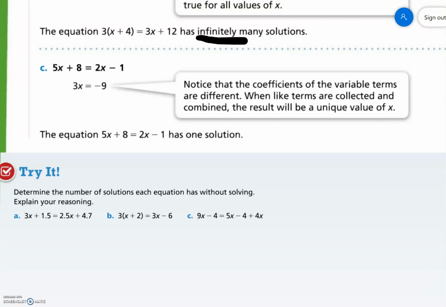Last, 5x plus 8 equals 2x minus 1. We could subtract 2x from both sides. 5x minus 2x equals 3x, and we could subtract 8 from both sides. Negative 1 minus 8 equals negative 9. So 3x equals negative 9. That means we're going to get a number for x. So there is one solution.